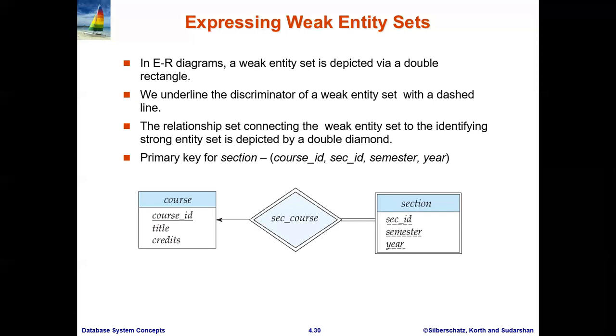The relationship set connecting the weak entity set to the identifying strong entity set is depicted by a double diamond. So you can see there is sec_course. This is a relationship set present between the strong entity set course and the weak entity set section, and it is shown by a double diamond. Now for section, course acts as the identifying entity set. Course acts as the strong entity set.